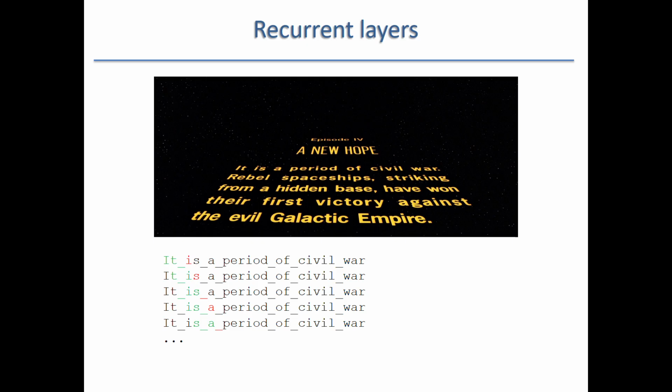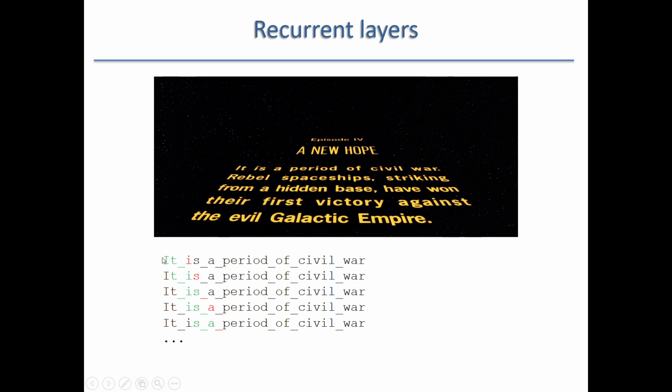The next kind of layers we will study are these recurrent layers. The recurrent layers are meant to handle sequences. So here, for instance, let's say that we have this sentence: "It is a period of civil war" and whatever. Our network's task is to remember this text.